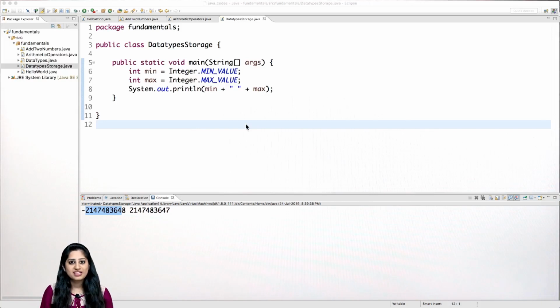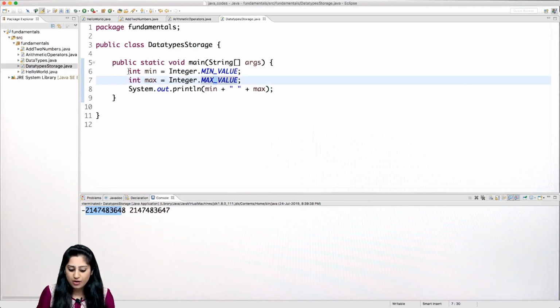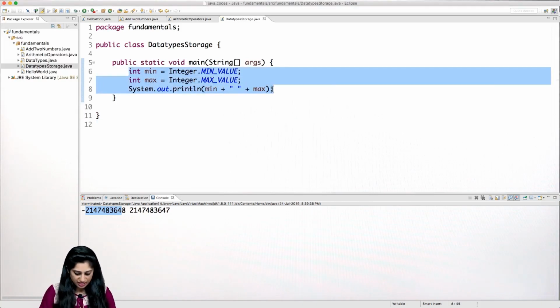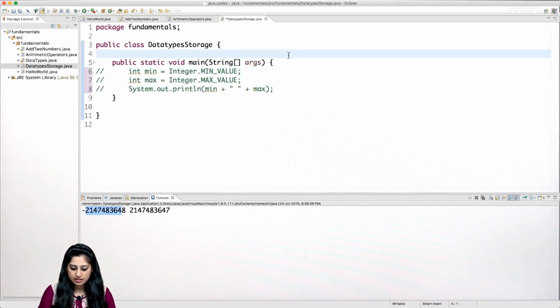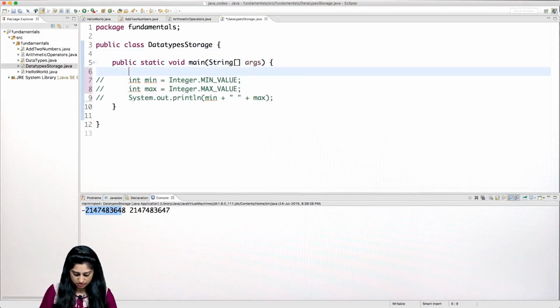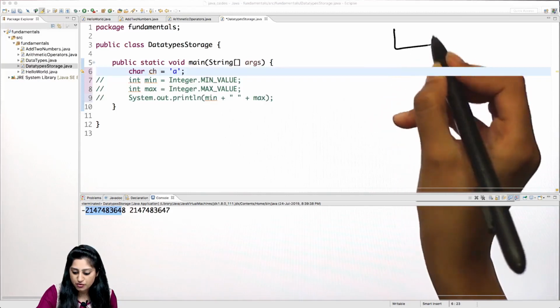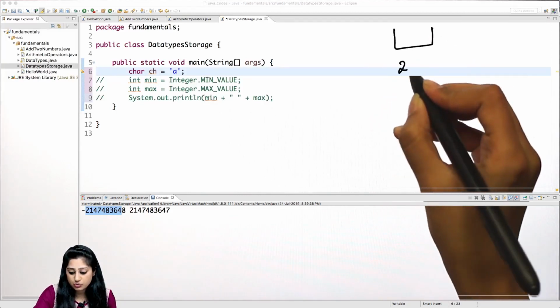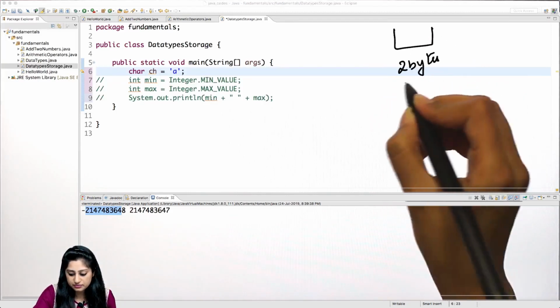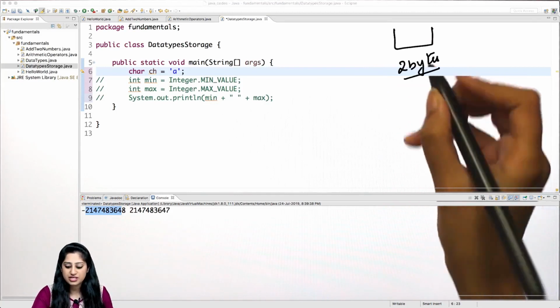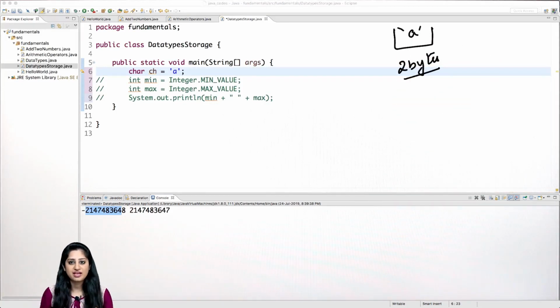Now let's talk about chars. How are chars stored in memory? For that I'll comment it and write something like this. If I have a char here and I'm assigning it 'A' like this, that means this will create a storage for me. Chars in Java are 2 bytes long. That means it reserves 16 bits and it is going to store A here.